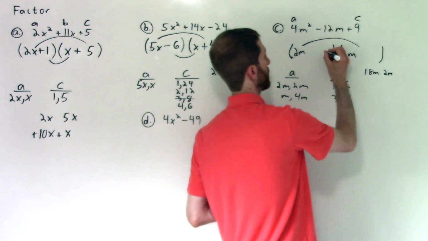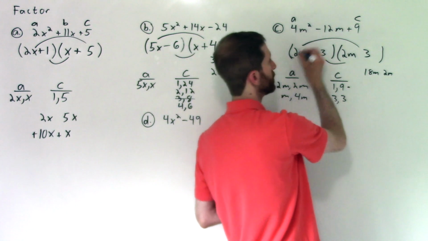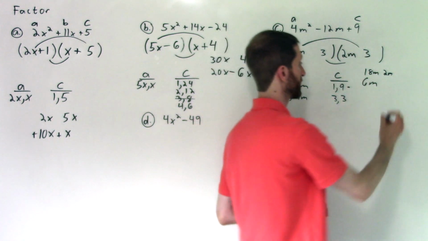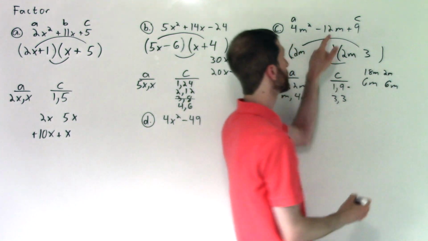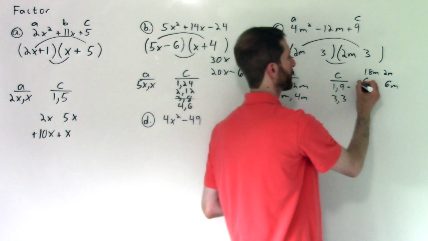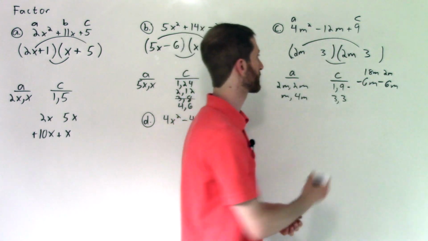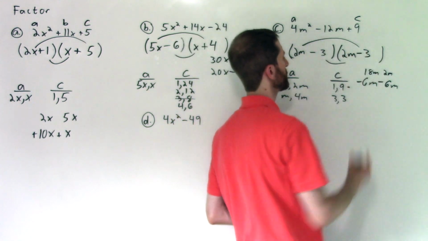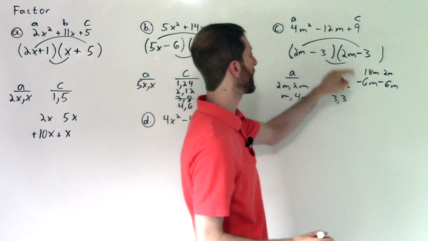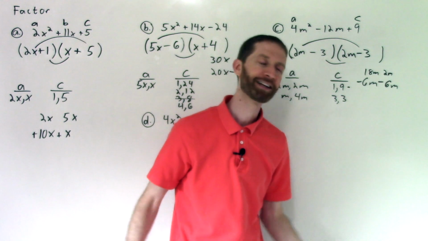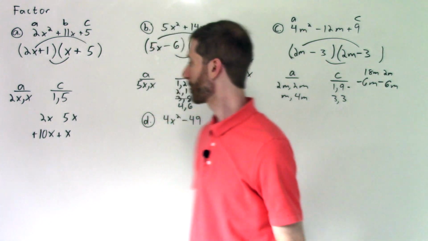We'll try 3 and 3. 2 times 3 is 6. 3 times 2, also 6. Remember, we're targeting that 12m right there. That's what we want. If they were only both negative, then we would get negative 12m, negative 6 minus 6. So the 3's would both have to be negative, and you get negative 6m and negative 6m, negative 12m. Oh, we're right. It's awesome. You'll get quicker and quicker with it, I promise.